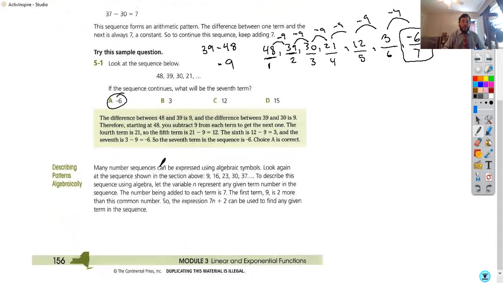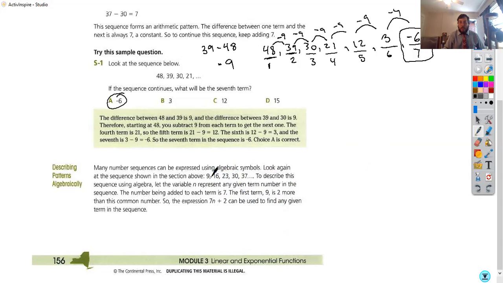So if we take it here, describing patterns algebraically. Many number sequences can be expressed using algebraic symbols. So if we look again at the sequence that we had at the beginning, 9, 16, 23, 30, 37, we could also describe this using algebra and let the variable n represent any given term number in the sequence, and the number being added to each term is 7. So the first term, 9, is 2 more than this common difference, so the expression 7n + 2 can be used to find any term in this sequence.